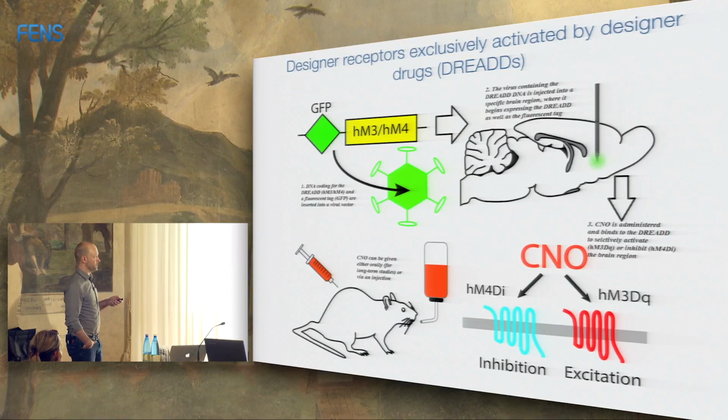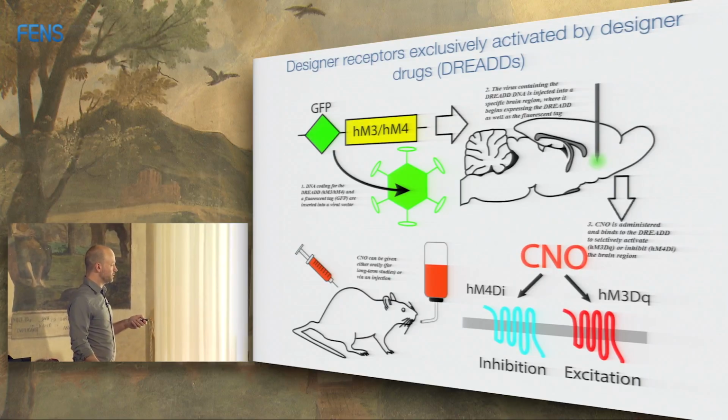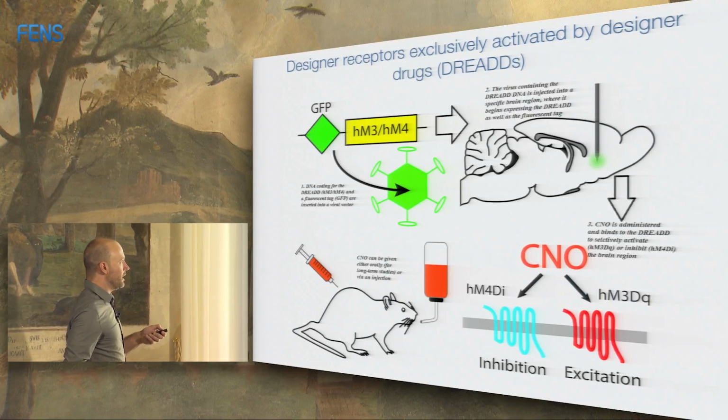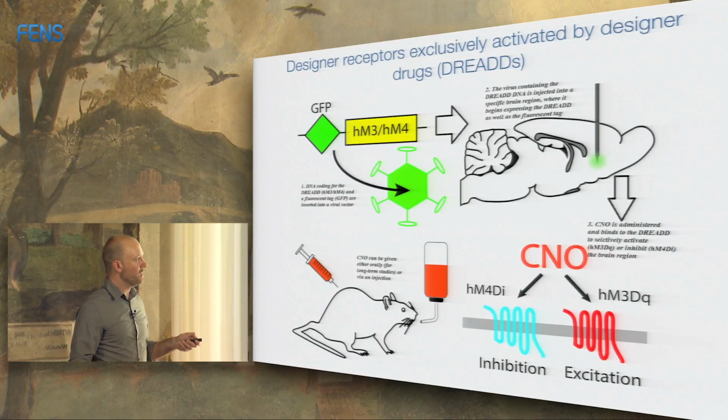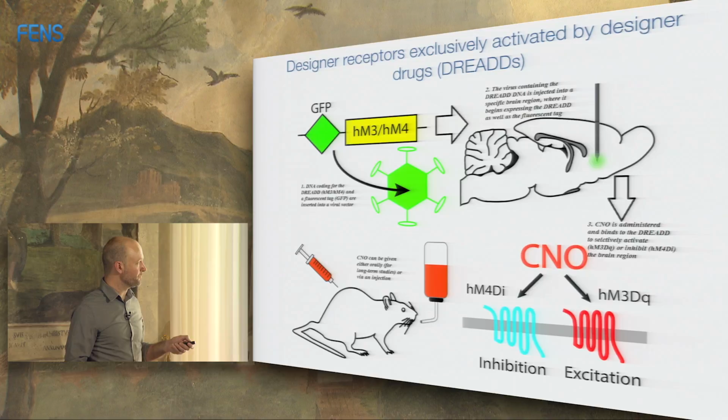However, they do have an exogenous ligand that can be delivered to the animal that will then activate these receptors. But really the same approaches can be used. So you can essentially encode these within a virus, inject it into a particular brain region to express it in whatever cell types you're interested in. And then instead of using light to activate or inactivate cells, you can inject the animal with the drug CNO in this case, which then acts at these DREADD receptors to promote G protein signaling cascades.